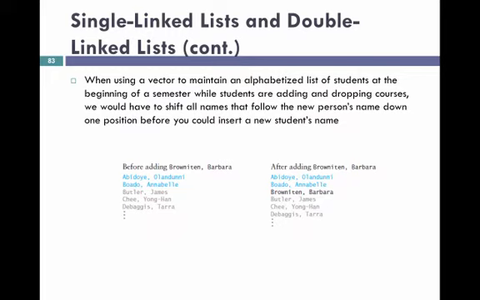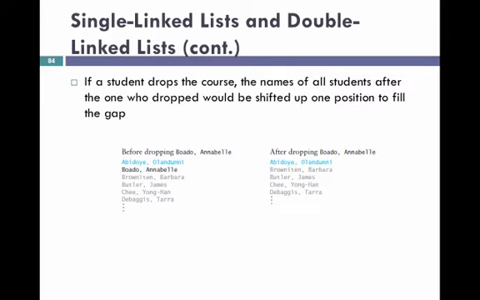Now, when using a vector to maintain an alphabetized list of students at the beginning of the semester while students are adding and dropping the course, we have to shift all the names that follow the new person's name down one position before you could insert a new student's name. So if a student drops the course, the names of all the students after the one who's dropped would be shifted up one position to fill the gap. So if we delete Annabelle, we have to shift up all the remaining entries.